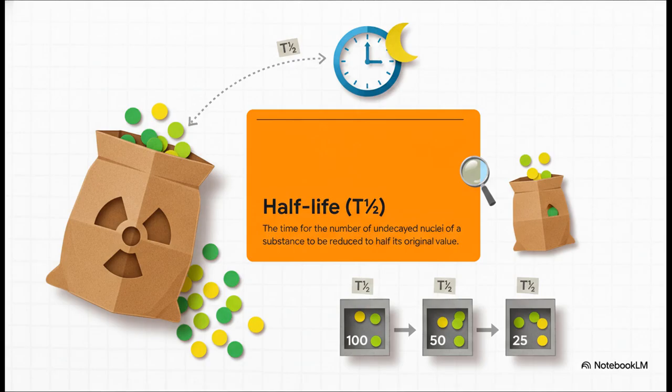The definition is right there, but let me break it down. It's just the time it takes for half of the radioactive nuclei to decay. That's it. Let's say you start with 100 grams of a substance. After one half-life, how much is left? 50 grams. After a second half-life, how much is left? Half of 50, which is 25 grams. Then 12.5, and so on. See? It's a very predictable pattern.